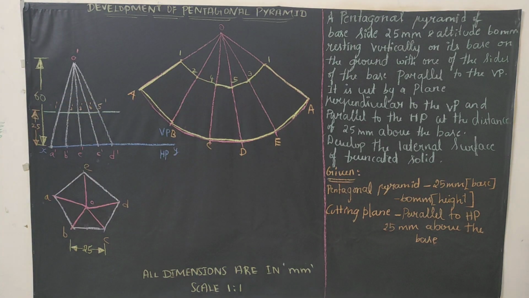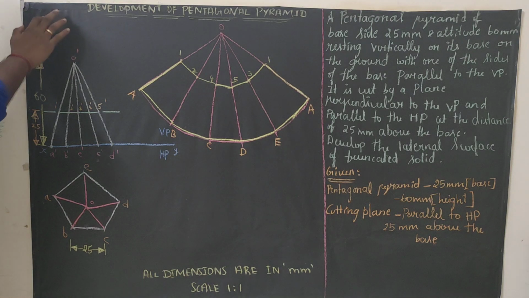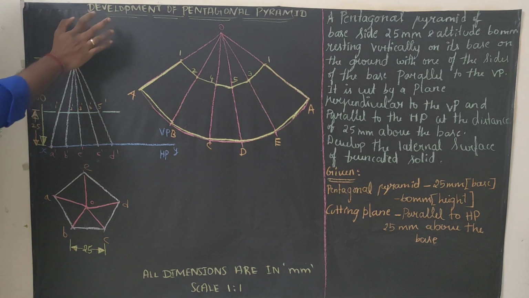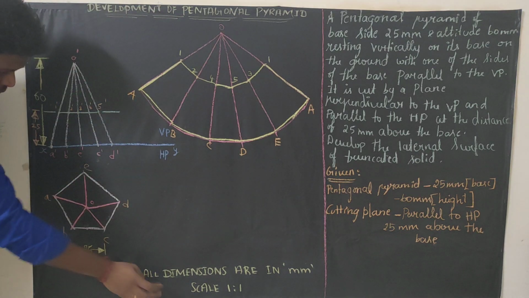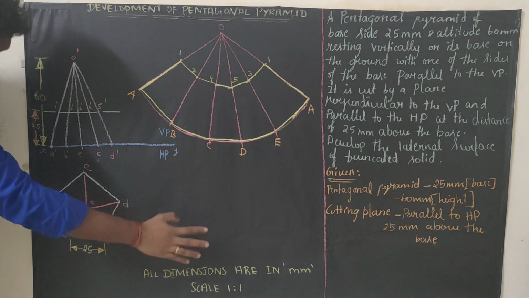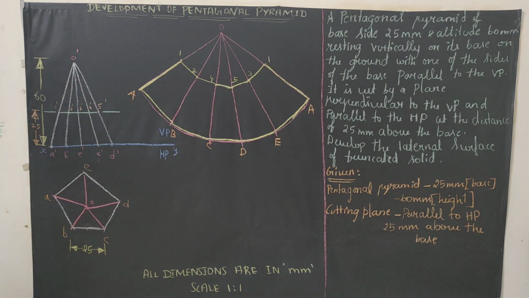They will be providing the marks for you, and you need to write the question number with your pro circle as 1, and write the heading as development of pentagonal pyramid. Height of the text is 10 mm. You need to write 2 lines, that is, all dimensions are in mm, scale 1:1. The height of the text is 5 mm, and you need to draw everything very neat and clean, so that your presentation will add marks for you.